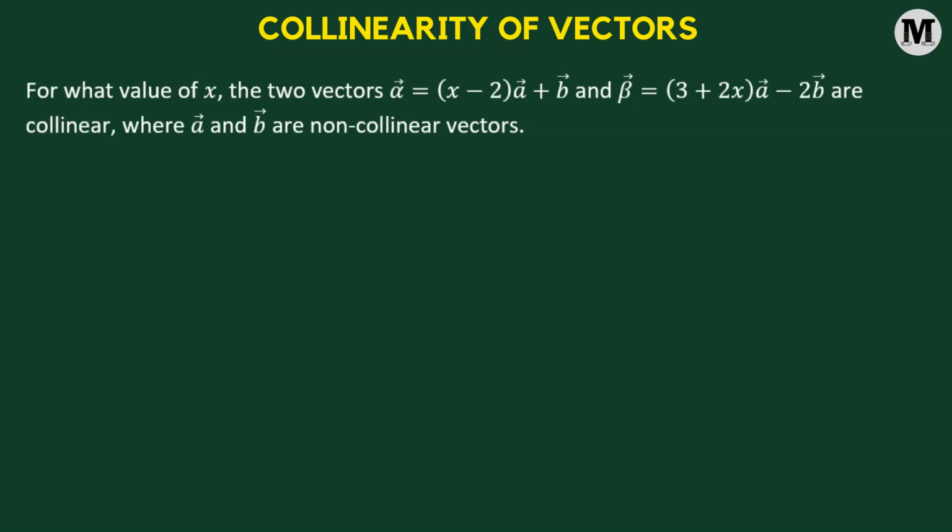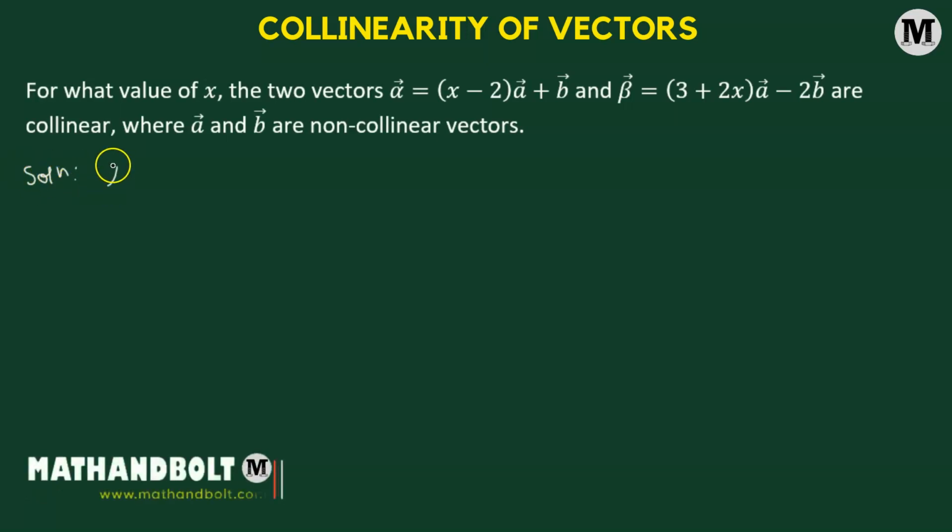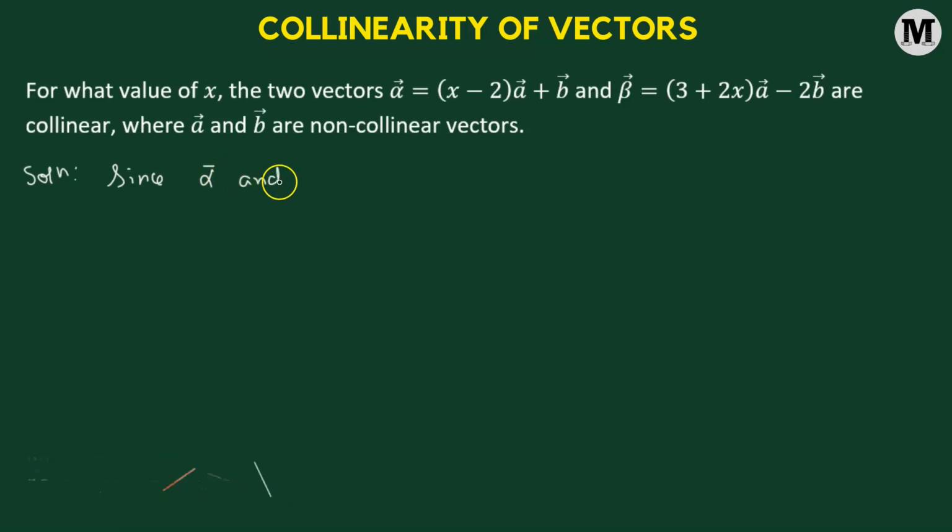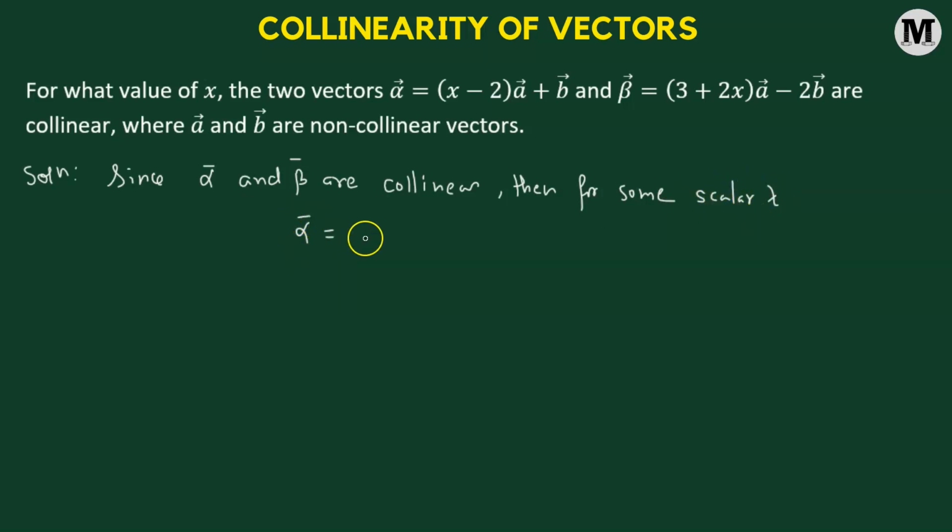For what value of x are the two vectors alpha vector and beta vector collinear, provided a vector and b vector are non-collinear vectors? Okay, let us begin. Now, since it's given here that the two vectors alpha vector and beta vector are collinear, then for some scalar value, let's call it lambda, alpha vector must be equal to lambda times beta vector.